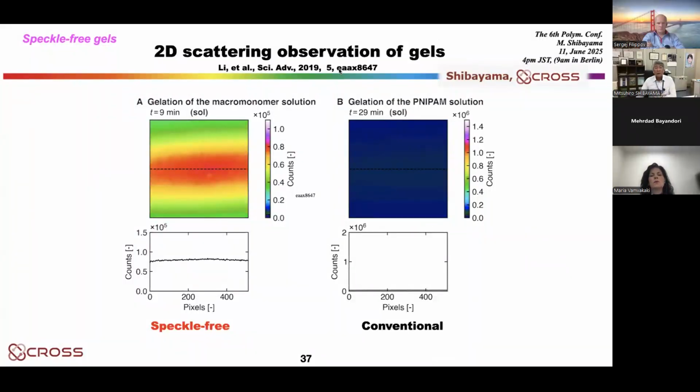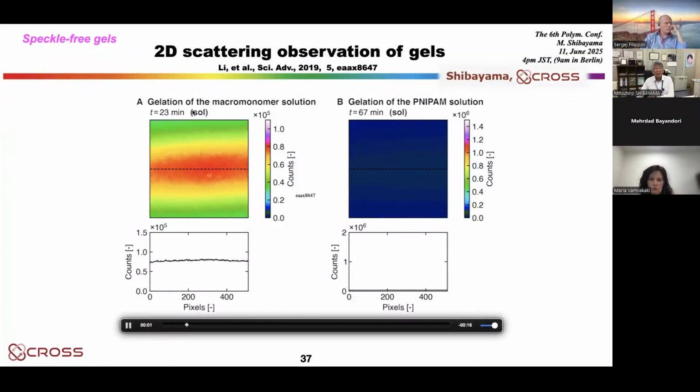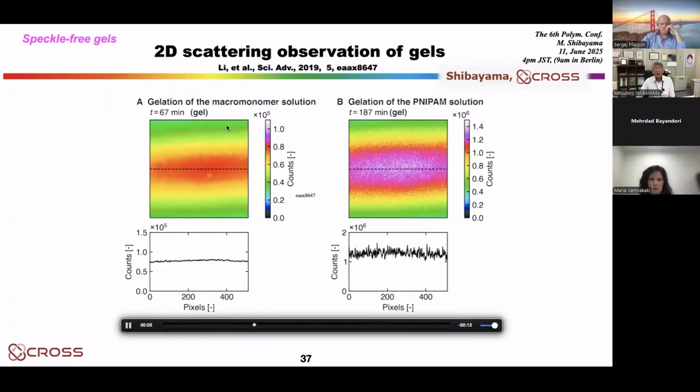Now this is a comparison with the gelation of the macromonomer solution. This is the ideal gel, the speckle-free gel, and this is the same conventional gel as shown in the previous slide, starting from monomer. But in this case, from the very beginning, it was a polymer. This polymer solution undergoes gelation by connecting. So this is why at the beginning there is strong scattering, but nothing changes. Please take a look carefully.